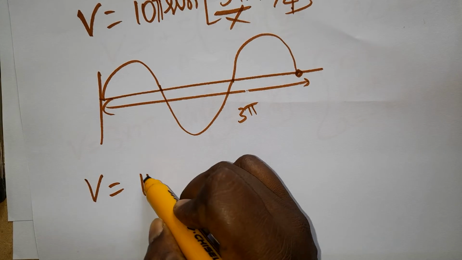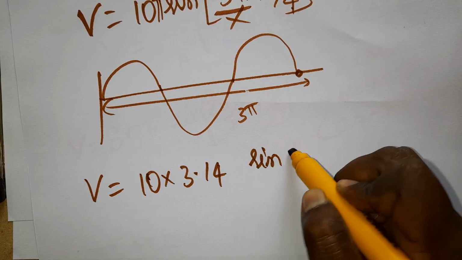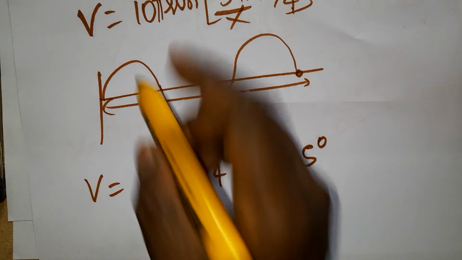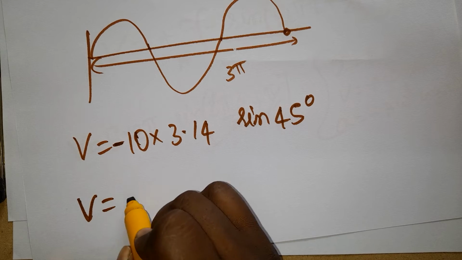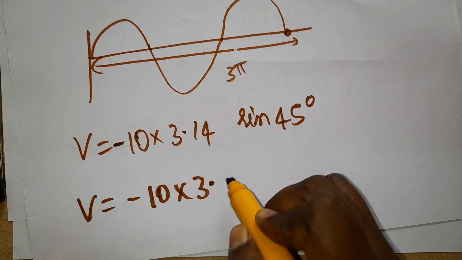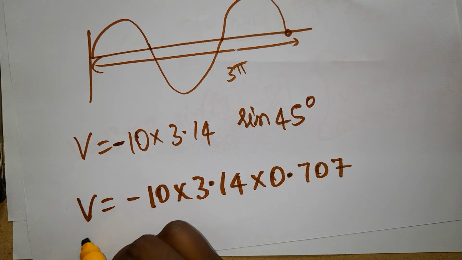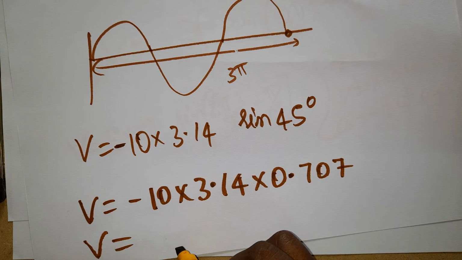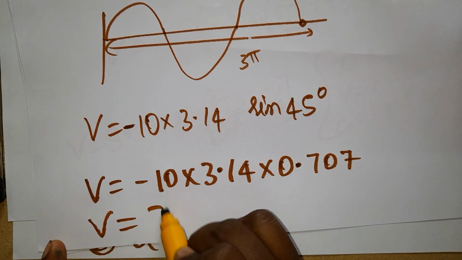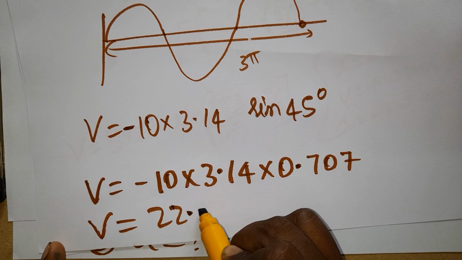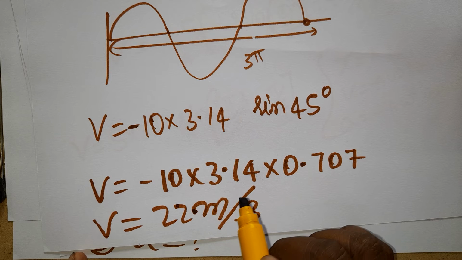v is equal to 10 into π, 3.14, times sin π/4, which is sin 45 degrees. What is sin 45 degrees? Again 1 by root 2. What is the value of 1 by root 2? It's 0.707. This multiplication will give us the velocity. Velocity finally we'll get as 22 meter per second.